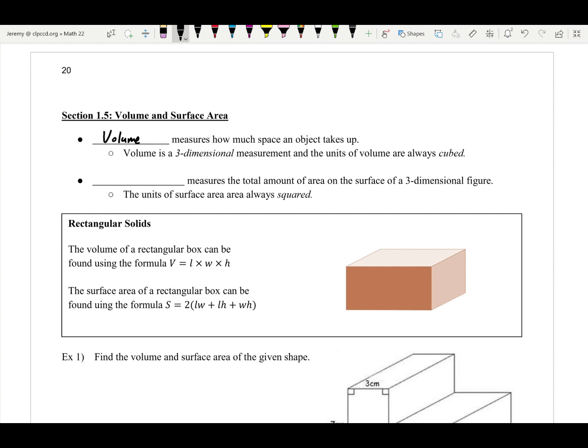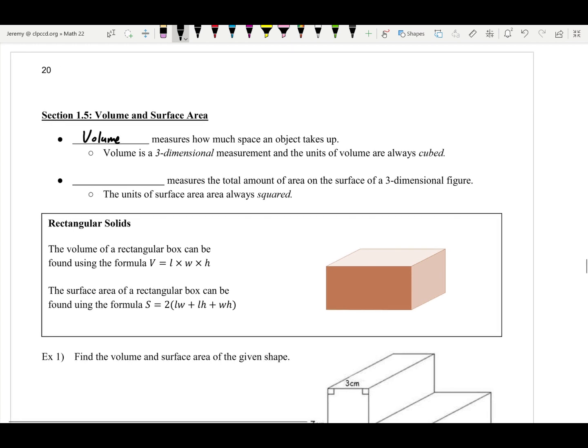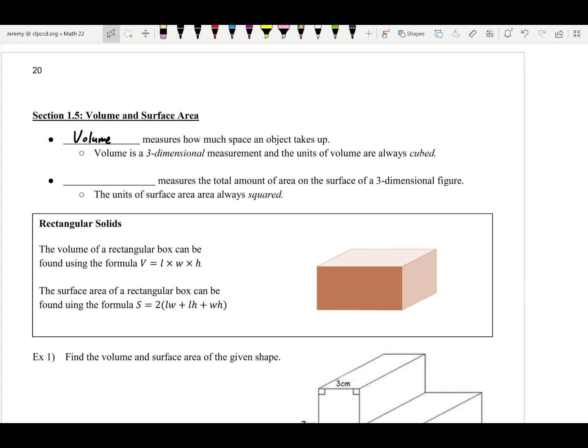Volume measures how much space in three-dimensional space an object takes up. Volume is a three-dimensional measurement, so the units of volume are always cubed. In the previous section, we looked at two-dimensional objects and measurements like area. If we were given units in feet, the area would be in feet squared. So if we are looking at a three-dimensional object where the measurements were taken in feet, then the volume would be given in cubic feet, or feet cubed.